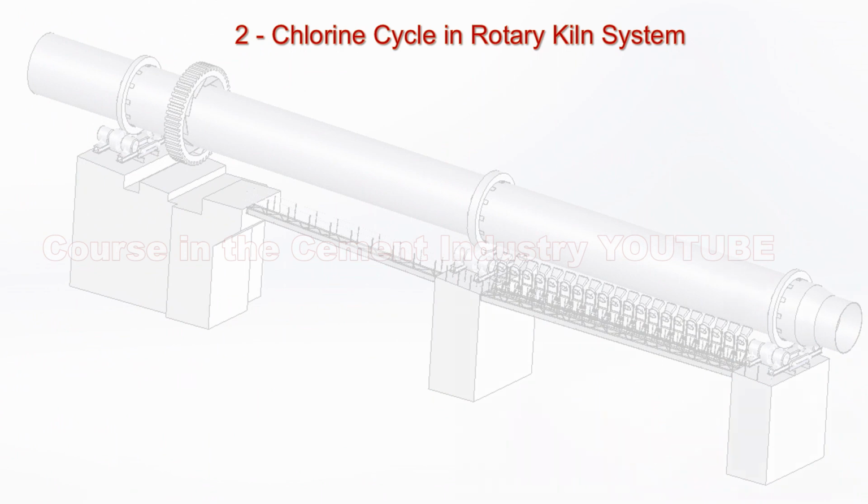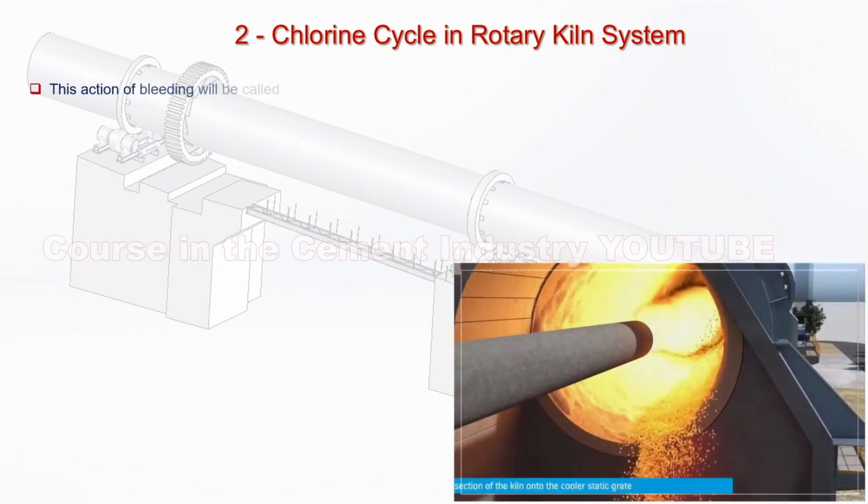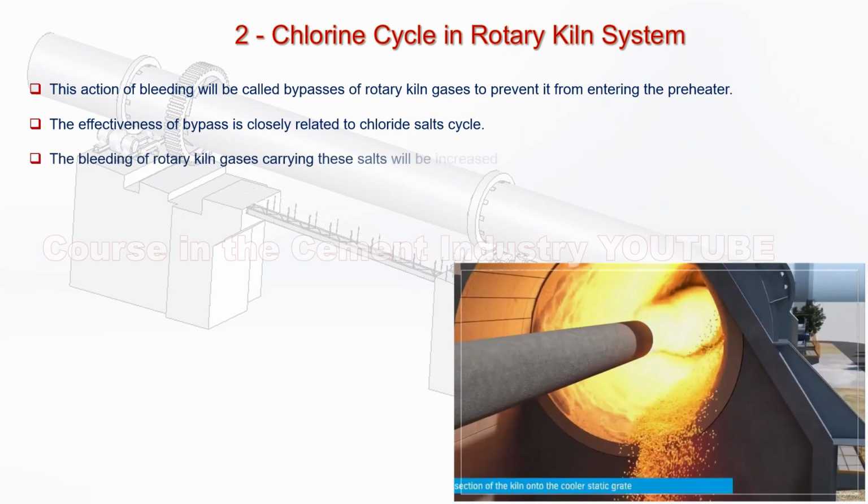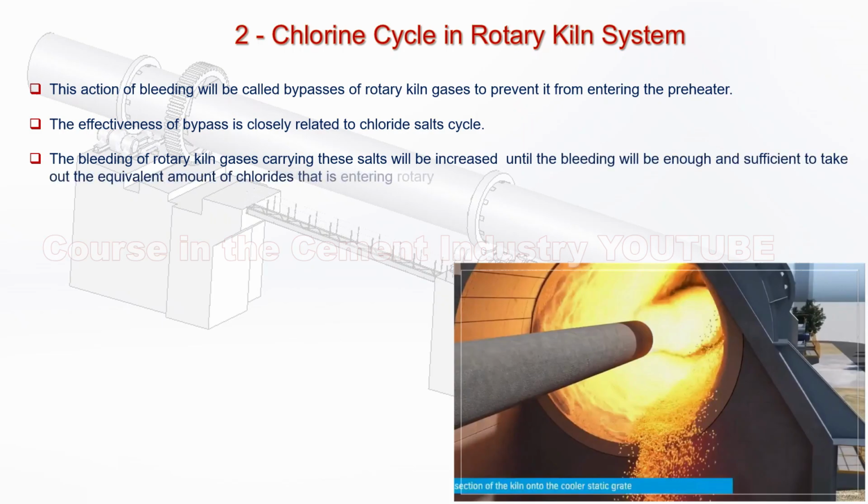14. This action of bleeding is called bypass of rotary kiln gases, to prevent them from entering the preheater. 15. The effectiveness of the bypass is closely related to the chloride salt cycle. 16. The bleeding of rotary kiln gases carrying these salts will be increased until it is sufficient to take out the equivalent amount of chlorides that enters the rotary kiln with the feed and fuel, in case of coal.